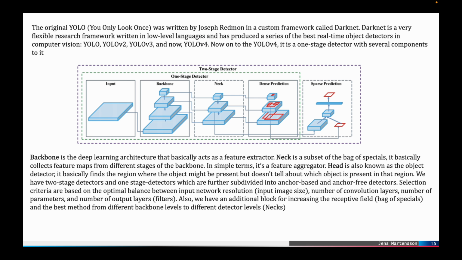Here first we need to know what the backbone is. Backbone is the deep learning architecture that basically acts as a feature extractor. Now, moving on to the next part, the subset of the bag of specials. It basically collects feature maps from different stages of the backbone. After this, we go to the head part. Head is also known as the object detector. It finds the region where the object might be present, but doesn't tell which object is present in that region. Now, let's move forward.